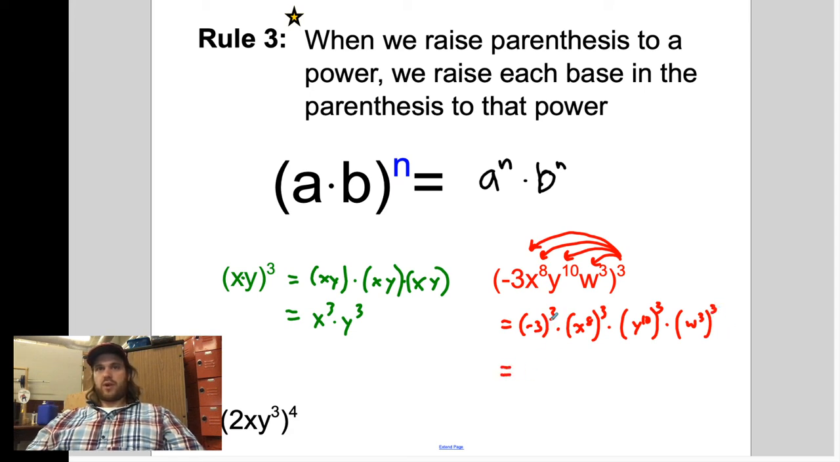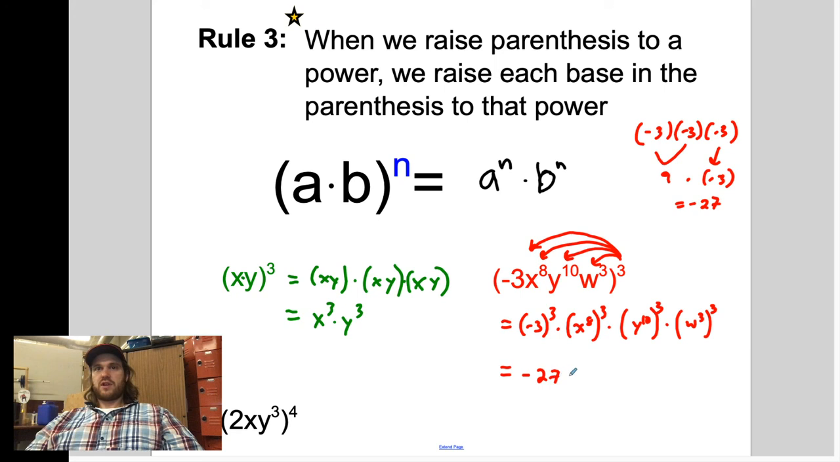Okay, negative 3 to the third is, oh boy, go off on the side if you need help. Negative 3 times negative 3 times negative 3. Negative 3 times negative 3 is positive 9. Times negative 3 is positive times a negative is a negative 27, right? So this is negative 27, and now we can apply rule 2, power to a power, or raising a base with an exponent to a power, is x to the 8 times 3 times y to the 10 times 3 times w to the 3 times 3.